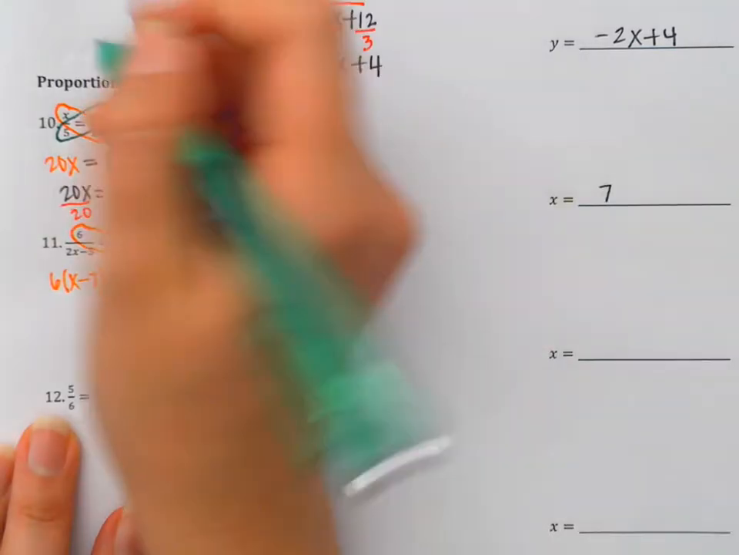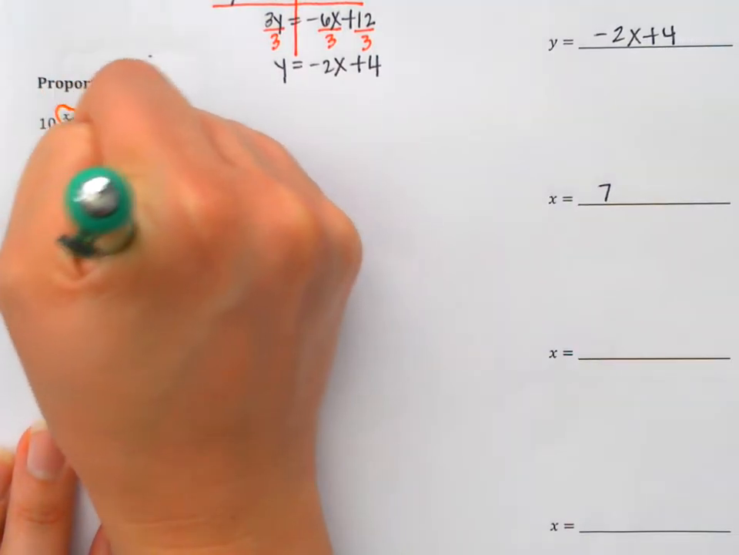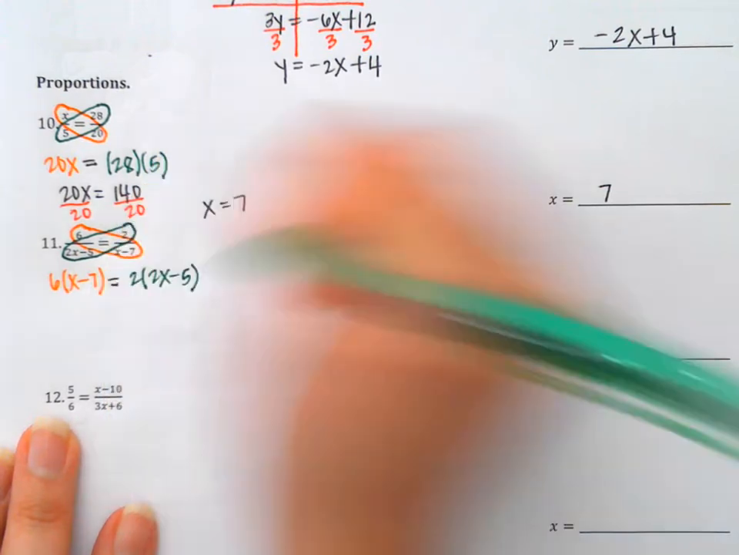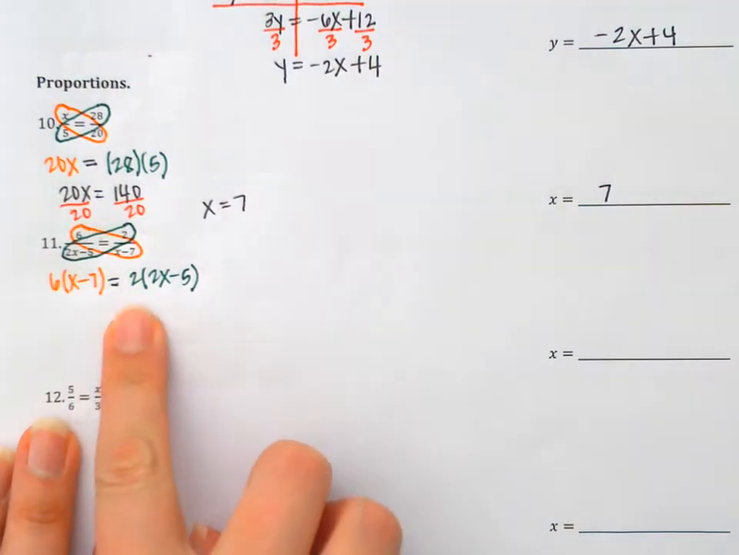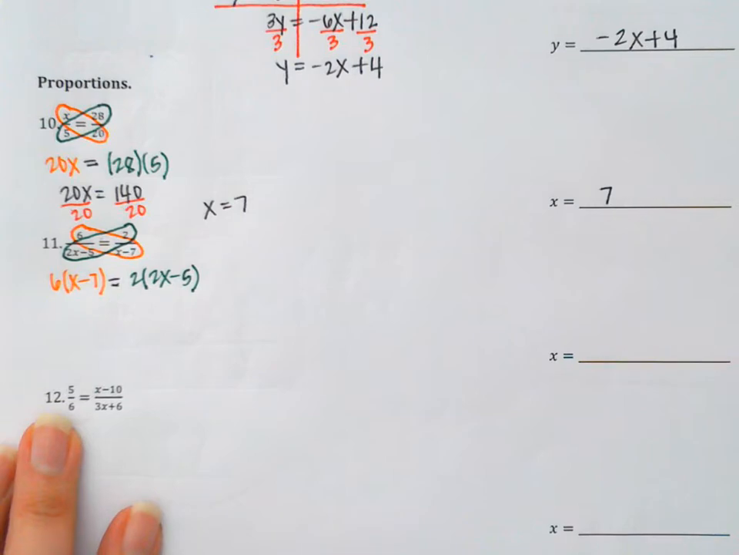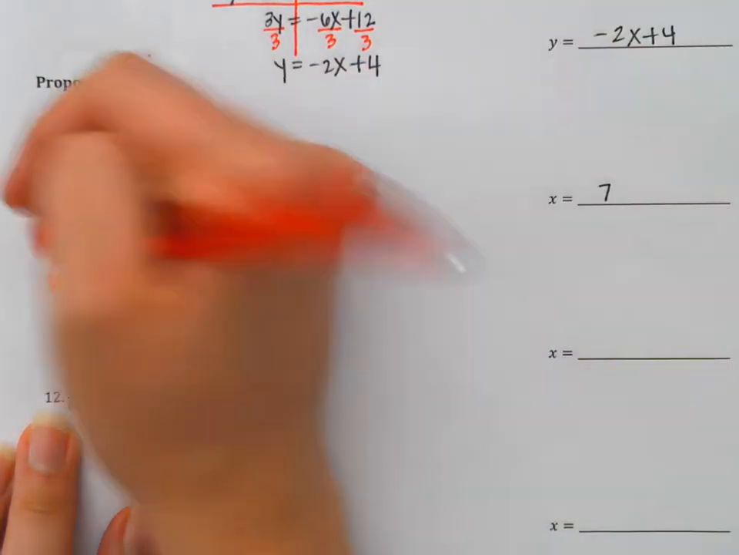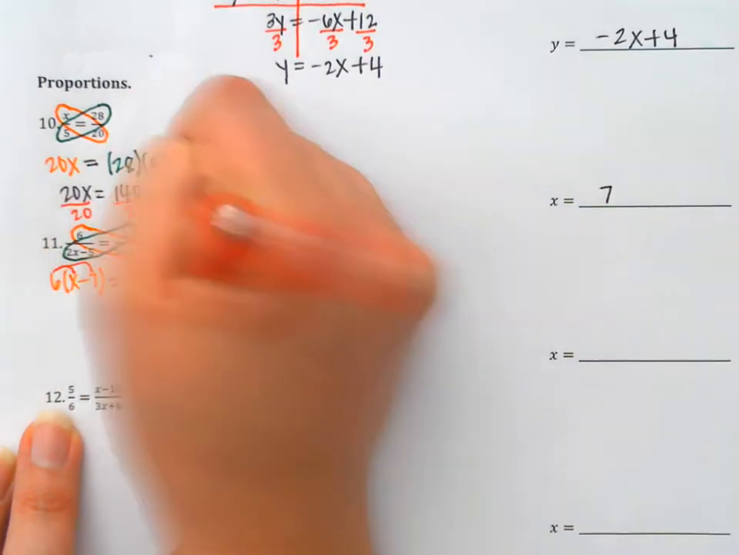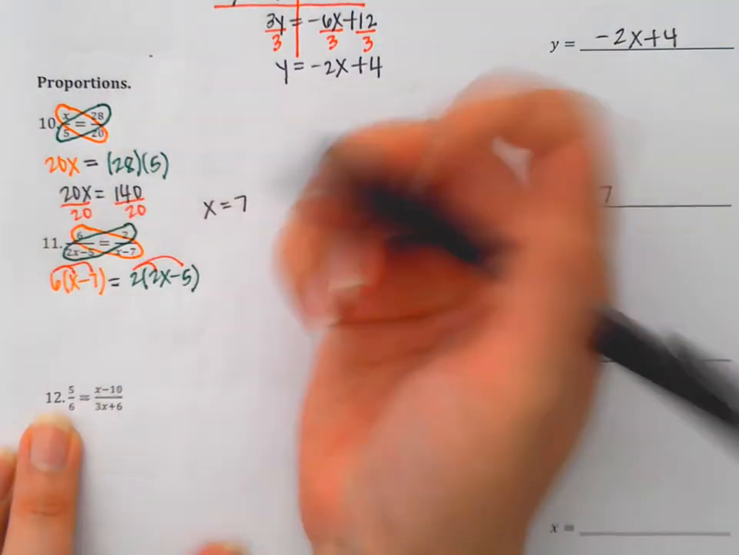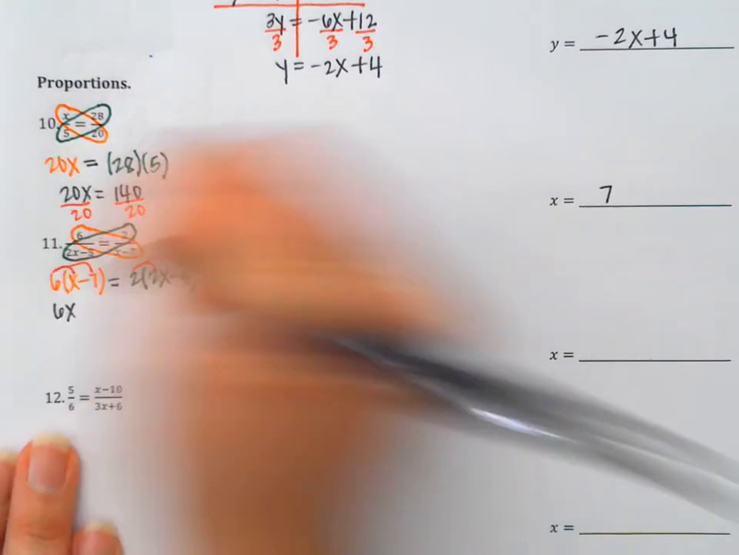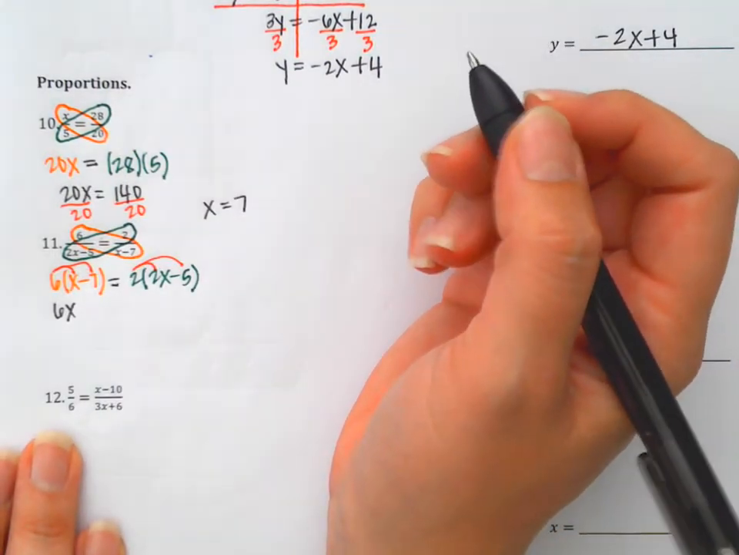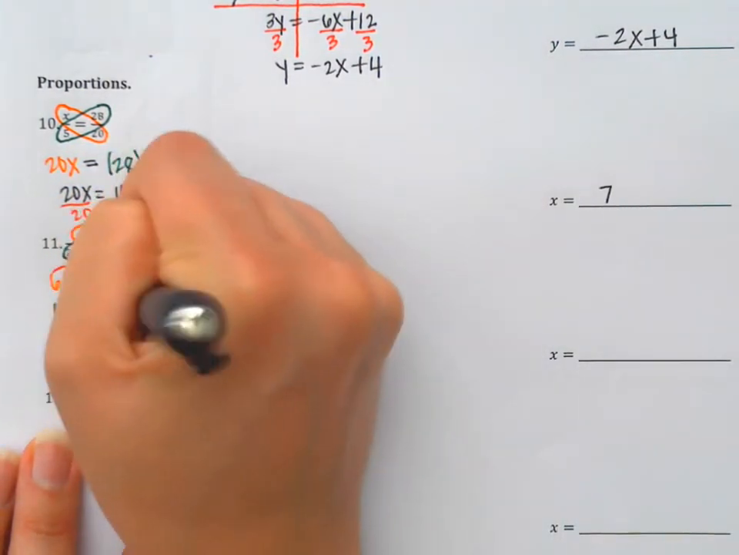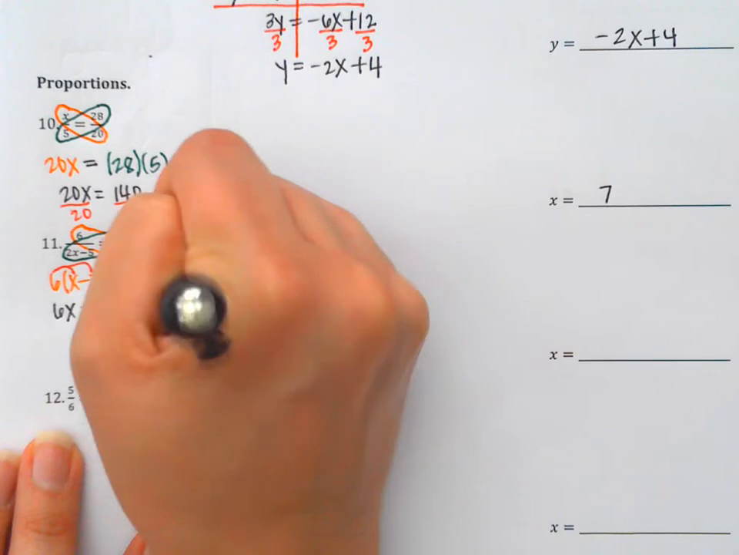Equals 2 times its opposite bottom, so 2x minus 5. And then I solve just like if I were solving any multi-step equation from up above. I would start by distributing 6 times x and 6 times negative 7, and 2 times 2x and negative 5. So that gets me 6x, 6 times negative 7 is negative 42. 2 times 2x is 4x, and 2 times negative 5 is negative 10.